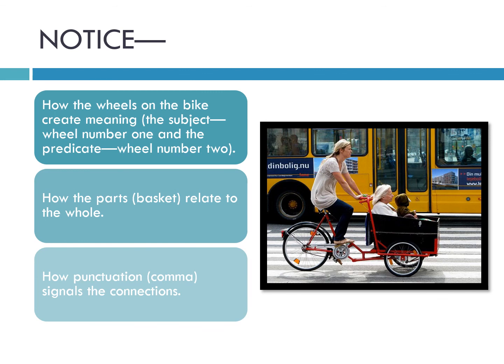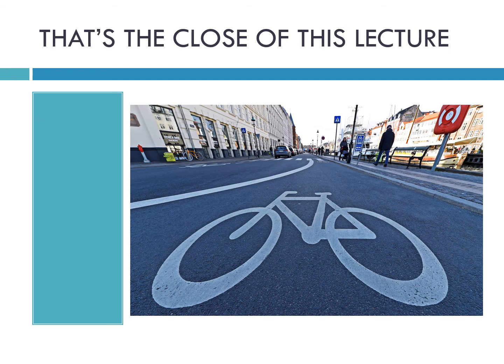So you'll notice how the wheels of the bike create the meaning, the subject and the predicate, and how the parts, the basket, relate to the whole, and how punctuation signals these connections. And so that is the close of this lecture. I hope this comparison to a bicycle and bicycle baskets was helpful.